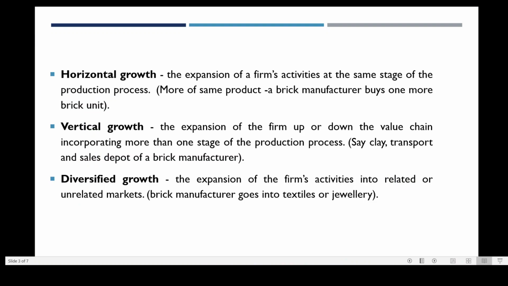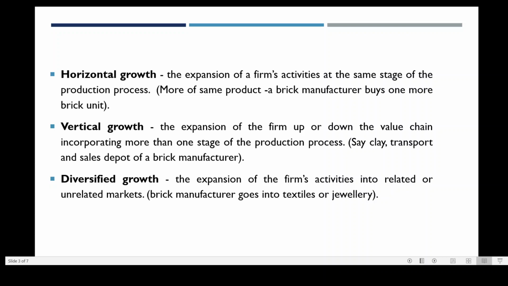Horizontal growth occurs when the expansion of the firm is at the same stage of production, but there is a massive increase in the volume of production by taking over another firm, for example. Say a brick manufacturer who makes 1000 bricks decides to buy another brick manufacturing unit with another 1000, so that now the capacity with him is 2000. He has horizontally grown the same product, more of it.